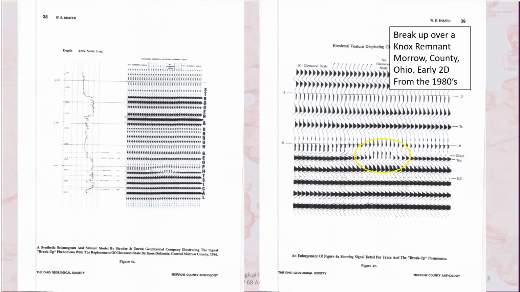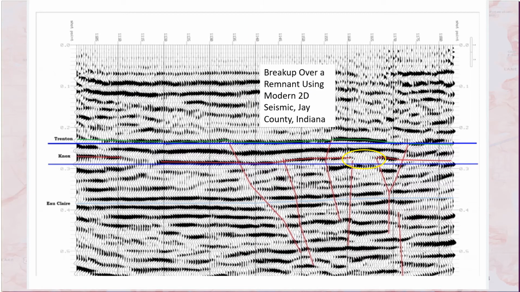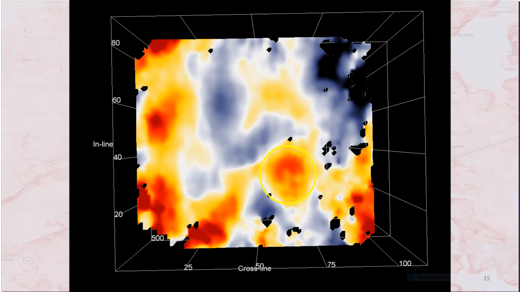Now I want to go to Jay County. Here in Jay County, here's a breakup over a remnant using modern 2D seismic. This is one of Racer Seismic Survey's 2D lines in Jay County. And the yellow circle clearly shows the breakup over a Knox erosional remnant. Here is a 3D over that same Knox erosional remnant. The yellow circle shows the erosional remnant.